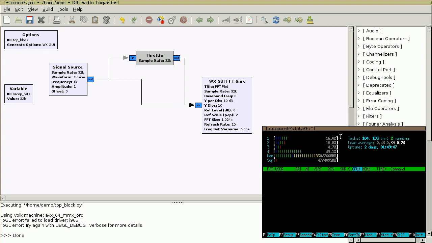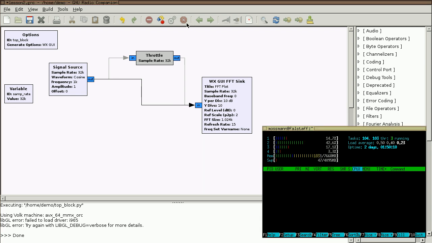So this is a nice thing for you to try on your own and just verify using htop or your favorite performance monitoring tool. You can verify that running the flow graph without the throttle block uses all available CPU cycles. And why is that?